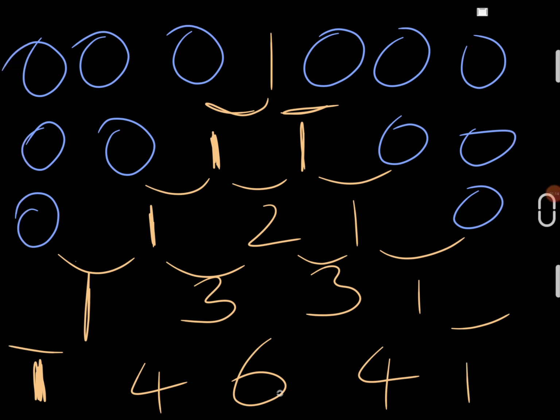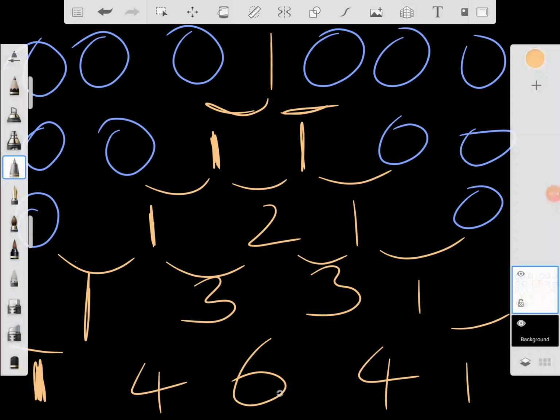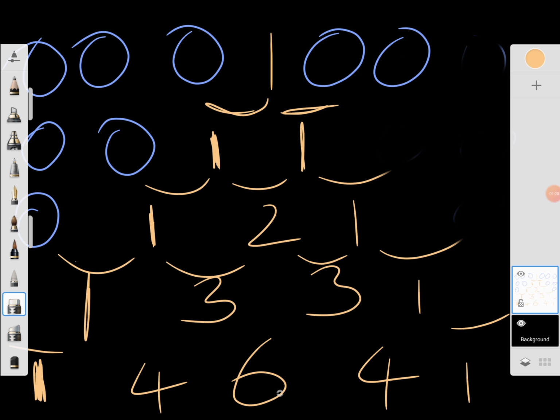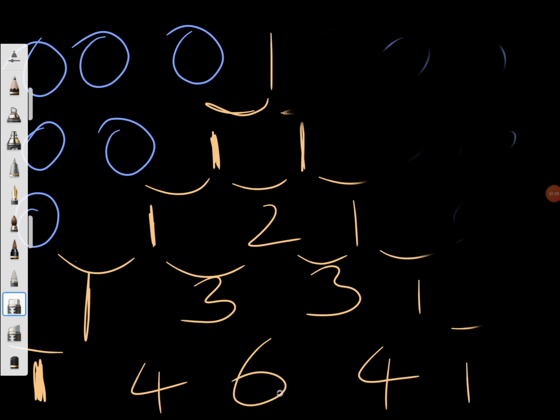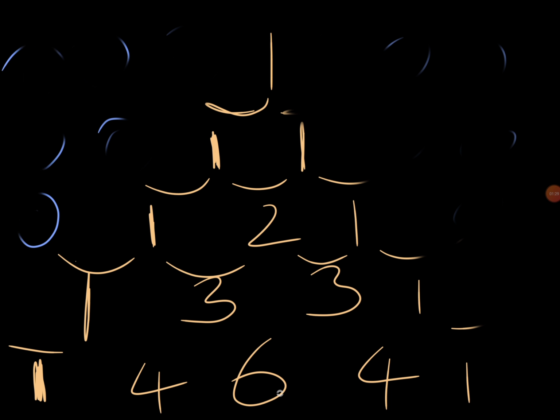Okay, so you see that, and let me just take off all the zeros. When you do that, you see a triangle, and this triangle is called Pascal's triangle. Of course you can go more than this. I've just drawn this much.